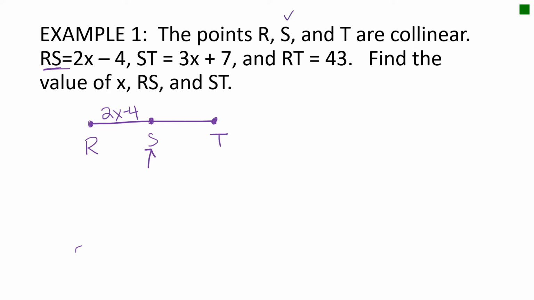Right here, it's labeled in the middle of R and T, and then they're collinear. That means they're all on the same line. It's happening in sequential order. So that's why S goes in the middle.